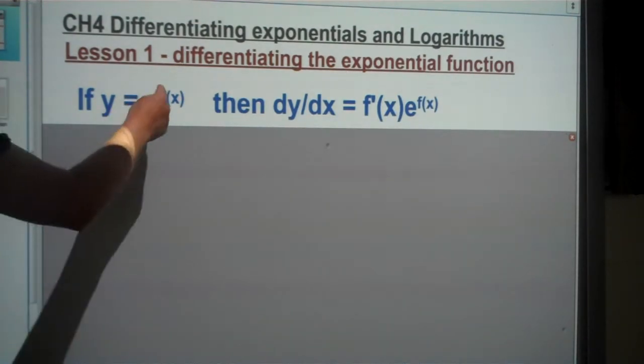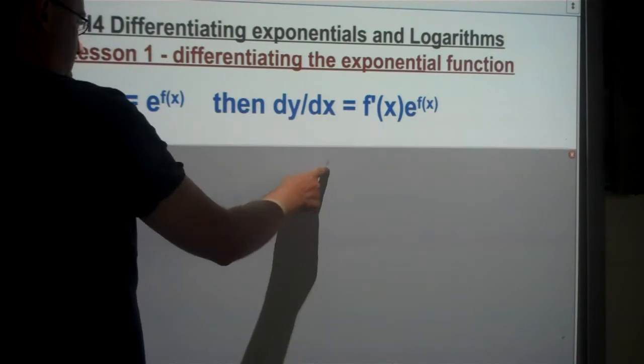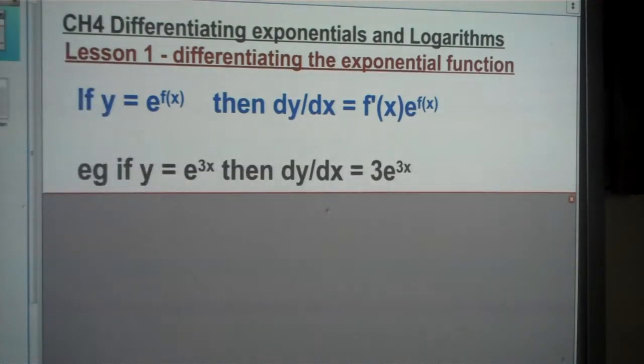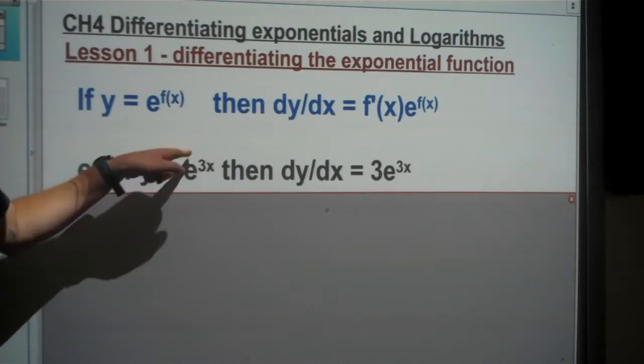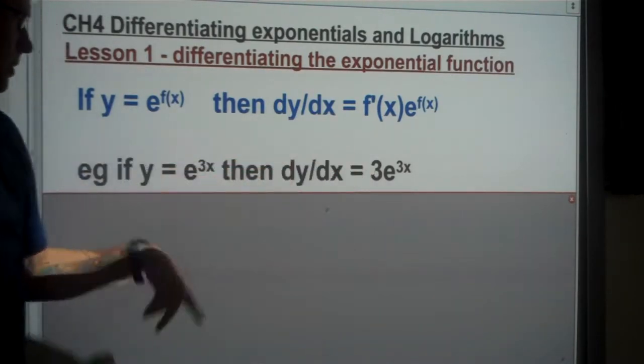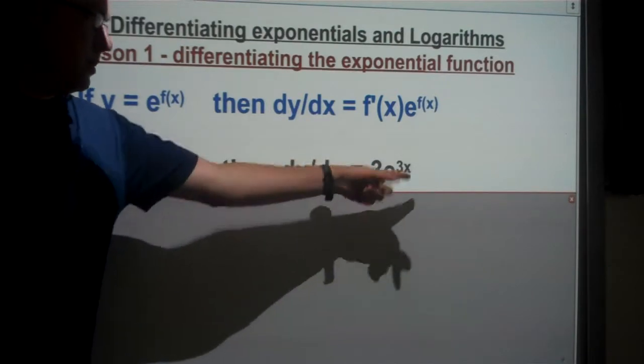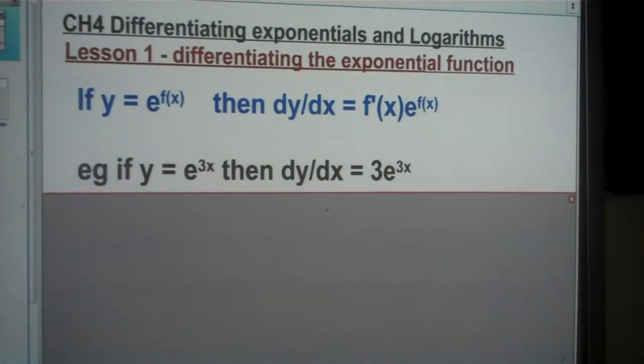So what that means is you need to be able to differentiate whatever this thing is here. For example, if I had e to the 3x and I said what is the differential of that? The differential of 3x is 3, and then you write down exactly what you had before, e to the 3x. So it seems fairly easy at this point, and to be honest it is.